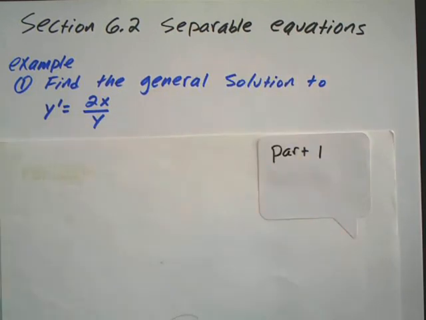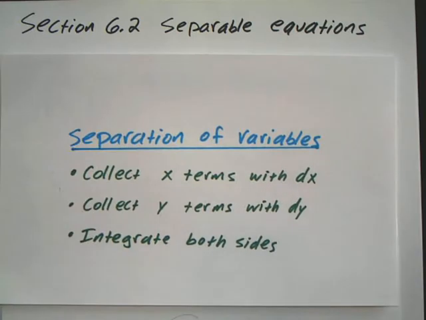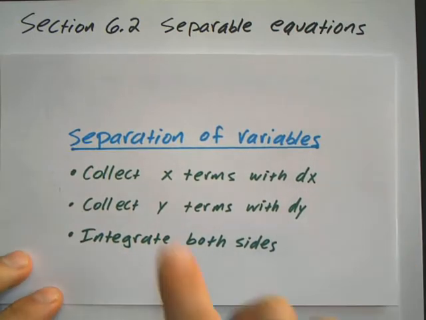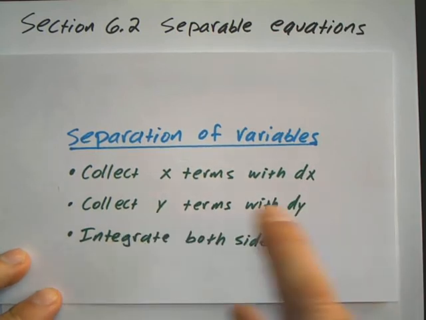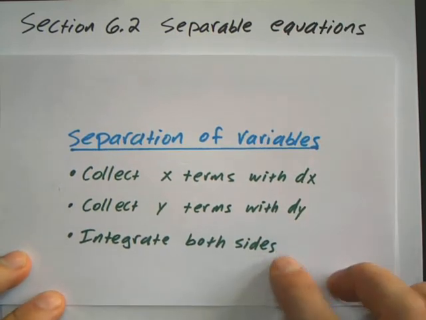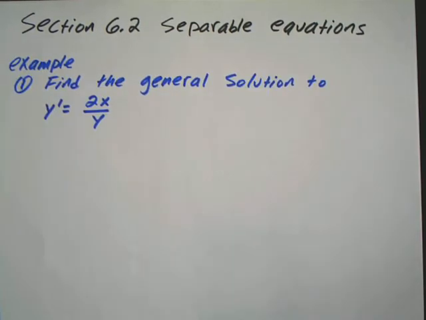So the technique of how to solve separable equations for AB covers basically you want to collect all the x terms along with the dx and get all the y terms along with the dy. And the key thing is you want to integrate both sides. Alright, so back to this problem.